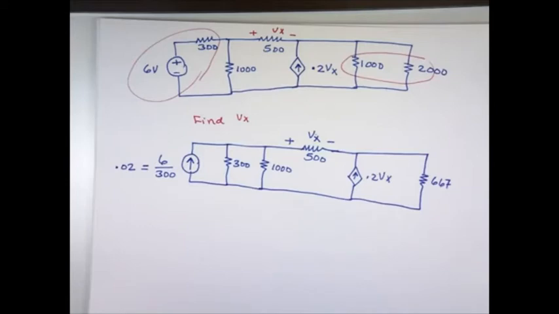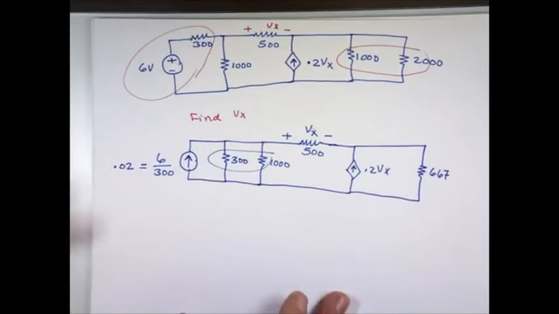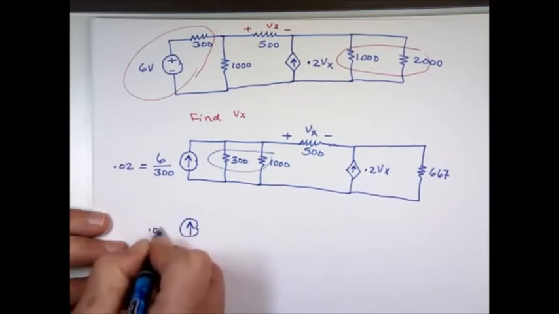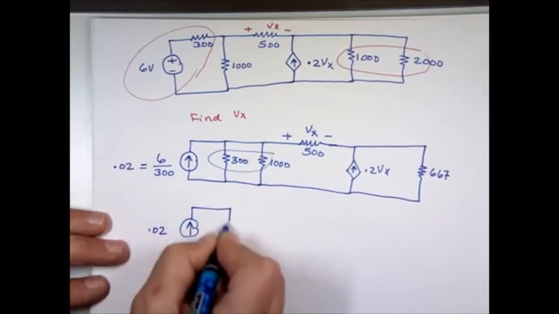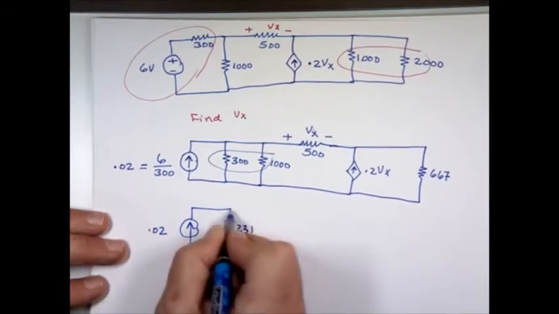These two guys in parallel. I can do 300 times 1,000 divided by 1,300. 231. As I said, when you start making numbers, your number is going to be funny there.